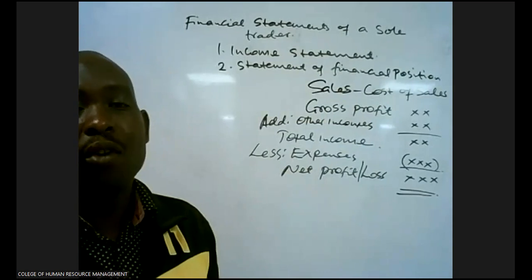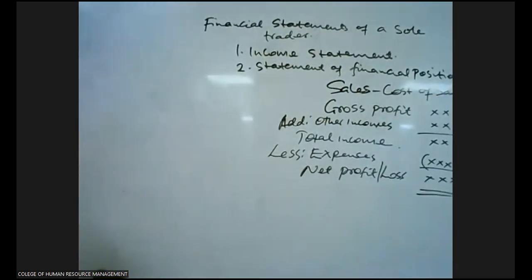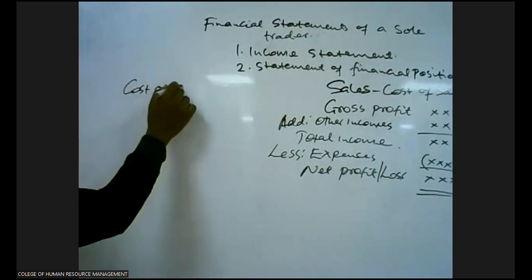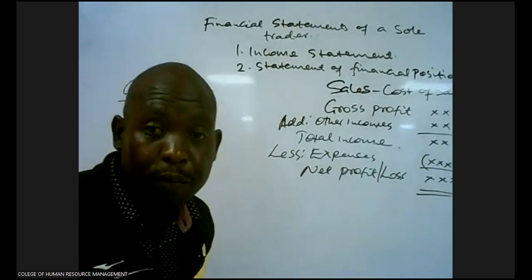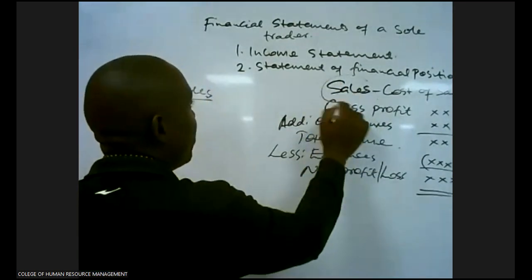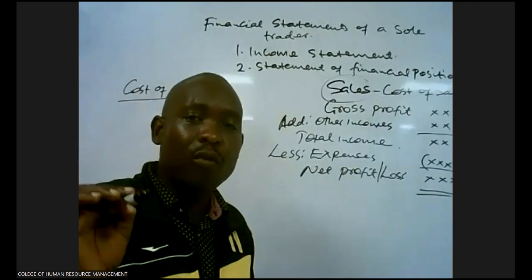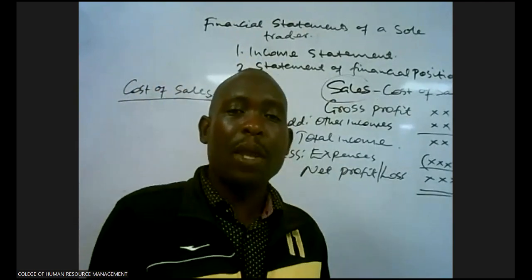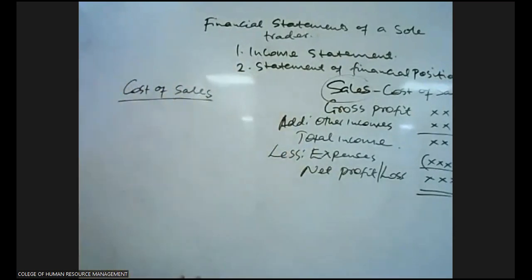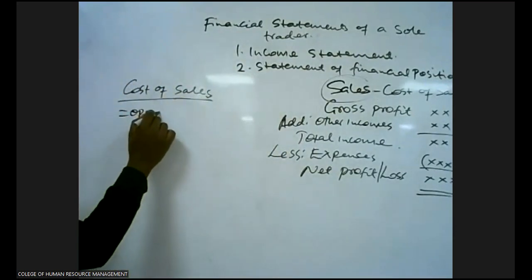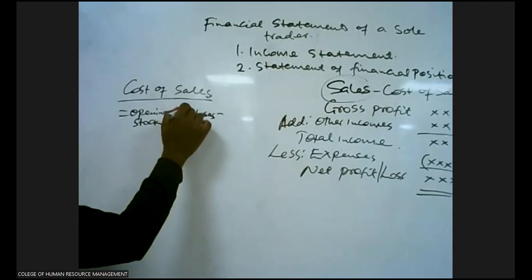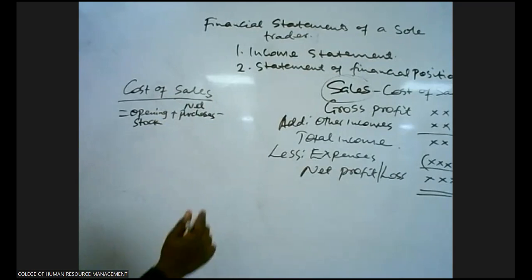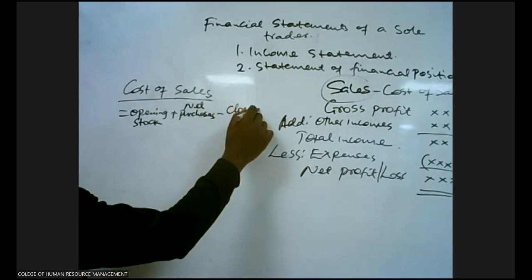How do you determine the cost of sales? We are talking about the cost of what you sold. Yes, you sold the items and generated sales, but what was the cost of what you sold? So that you can compare with the sales amount. The cost of sales will be given by the opening stock or inventory. You add purchases, you minus, remember the purchases here we are talking about net purchases, you minus the closing stock.